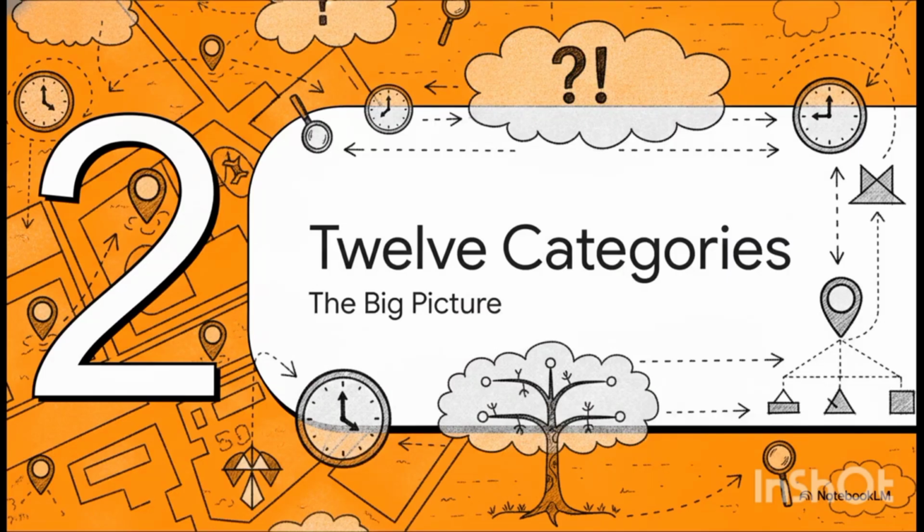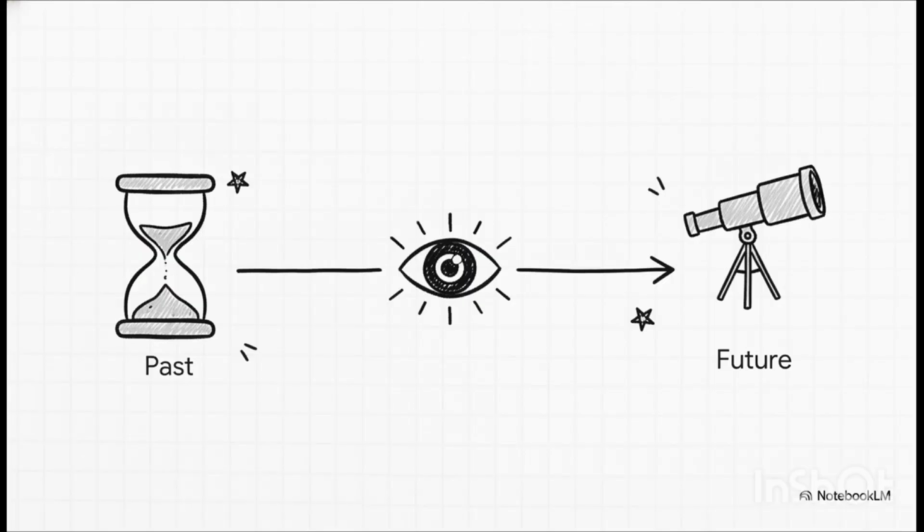Moving on to part 2, the 12 categories, the big picture. Now, everything really begins with 3 primary time frames that, honestly, we all intuitively know. We've got the present, which is happening right now, like you watching this explainer. The past, covering actions that already happened, say if you watched an explainer yesterday. And the future, dealing with things that will happen, like you eventually using these exact rules in your next conversation.